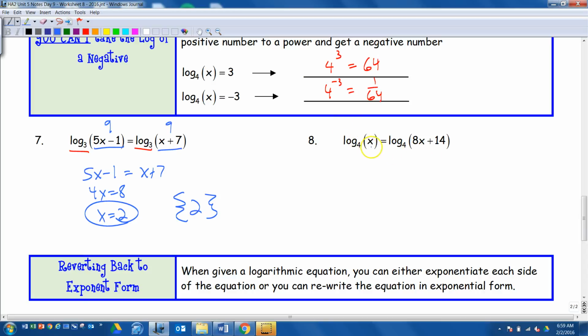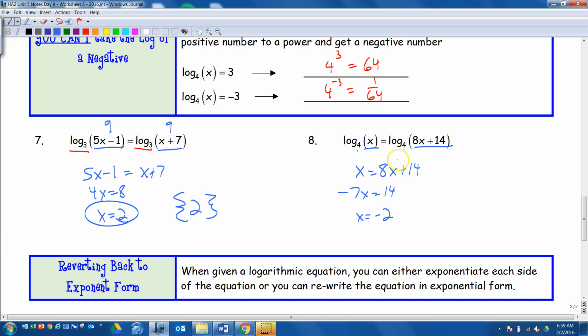Okay? Again, we can set both of these equal because the bases are equal. So x is equal to 8x plus 14. Negative 7x equals 14. X equals negative 2. Now, here some of you guys might be like, oh, it can't be that. Okay? So let's check.